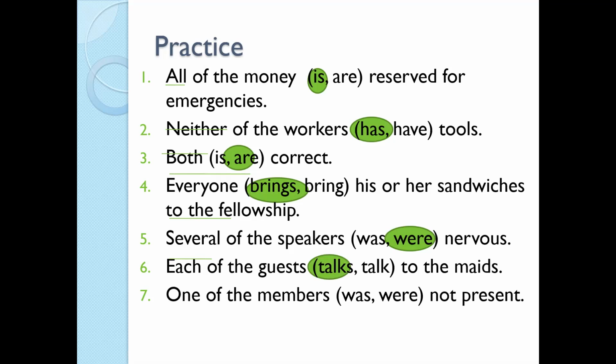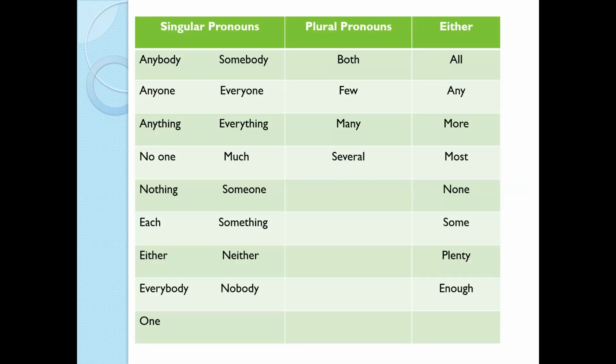One of the members was not present. One is singular, so my verb is singular. Singular verbs end in S. So again, don't look at of the money, of the workers, of the speakers, of the guests, of the members. You're trying to find the true subject of the sentence. And then when you find the true subject of the sentence, you look at your chart. And if it's a singular subject, then your verb is going to be singular and ends in an S. If it's a plural verb, then it's not going to have an S.